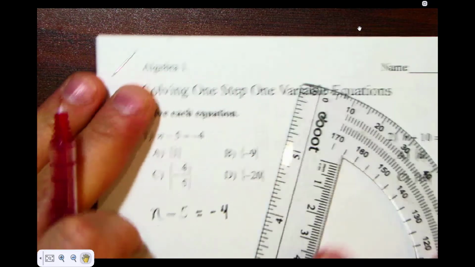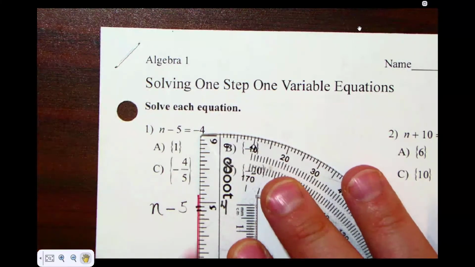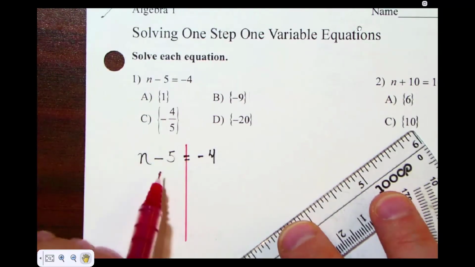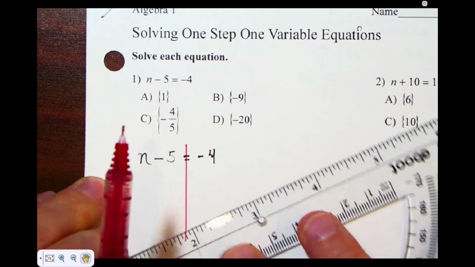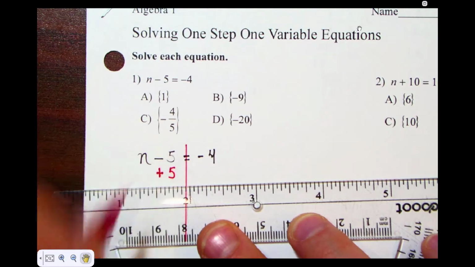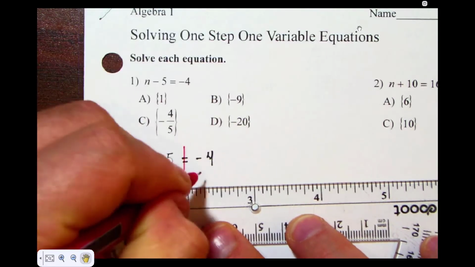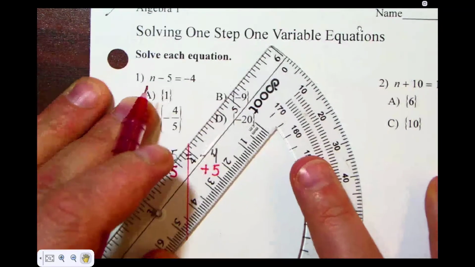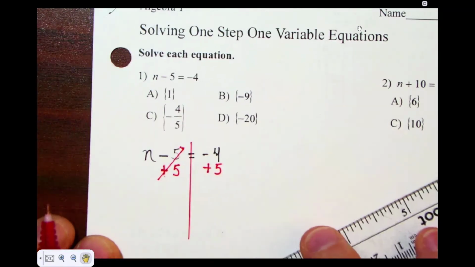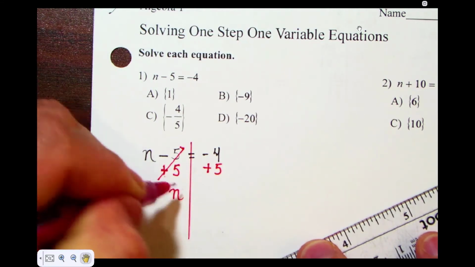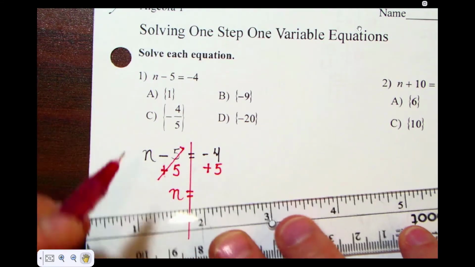First thing is to just draw a quick little vertical line and then do the additive inverse here. So plus 5. Now to keep the equation in balance, come over here, plus 5. We cancel this out because it sums to 0. And now n equals negative 4 plus 5.